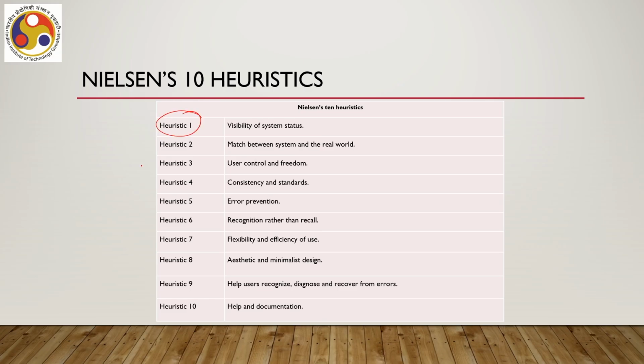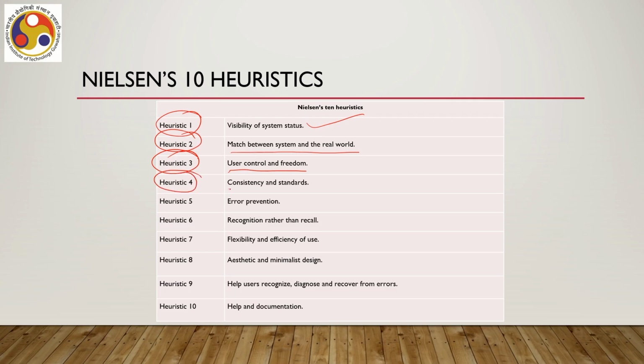Heuristic number 1, visibility of system status: how visible the status of the system is to the user. Then 2 is match between system and the real world. Whatever we do on the system, how closely does it match our experience in the real world? Heuristic 3, user control and freedom: whether the user is getting the freedom to do whatever they want to do, and what kind of controls are provided to the user.